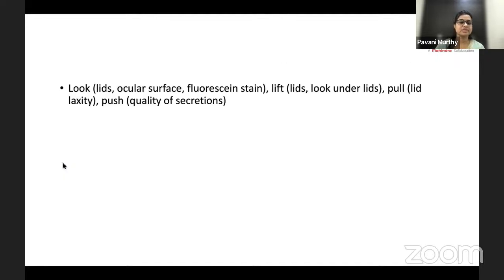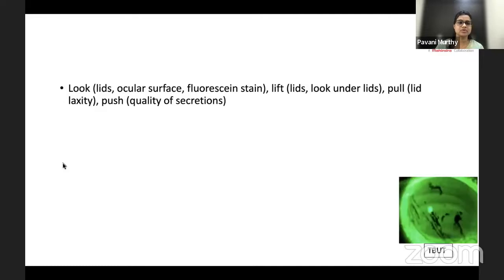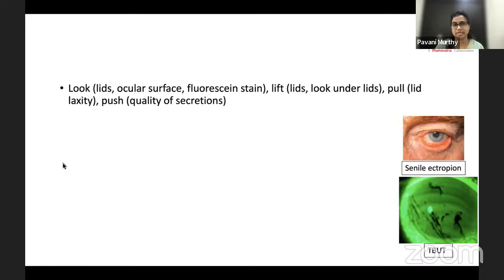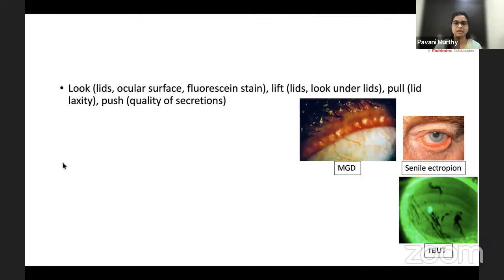In addition to that, look at the lids, look at the ocular surface, do fluorescein stain to find out if there is any dryness, lift the lids, look under the lids for any allergic reactions, pull the lids to look for laxity of the lids, then push so that you can make out the secretions or inspissated mucus which is present in the meibomian glands.